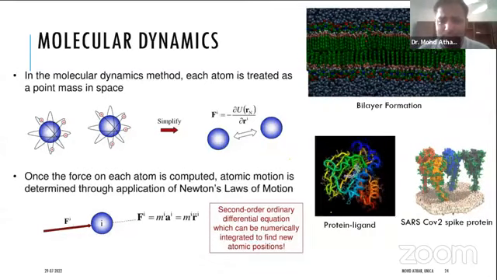So these methods look quite sophisticated, but they are fairly simple. They are just the application of Newton's second law of motion, which is F equals ma. So basically, based on the atomic mass and velocity, you can predict the trajectory of the molecule or of your system. So that's all about molecular dynamics. It's a simple application of Newton's law.